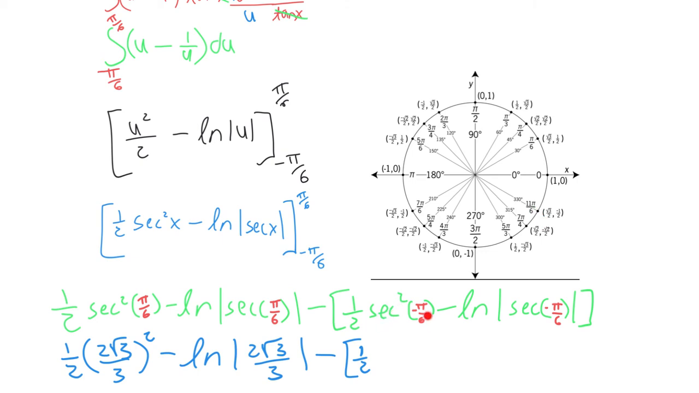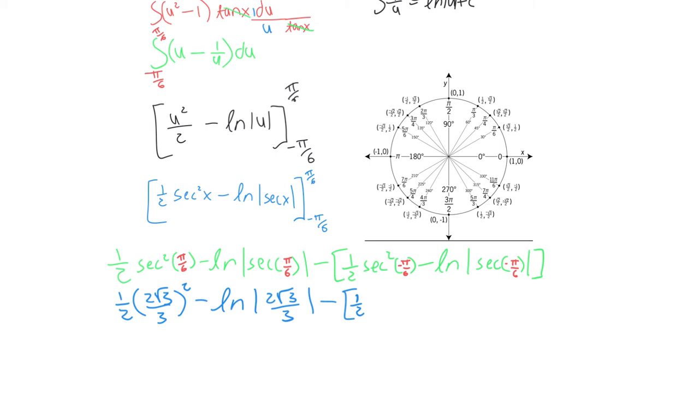Secant squared of negative pi over 6, well, that's going to be 2 radical 3 over 3 again, because the cosine of pi over 6 is equal to the cosine of 11 pi over 6, so therefore the secant of pi over 6 is equal to the secant of 11 pi over 6. So what I'm seeing here is we're going to be subtracting the exact same thing. So the whole thing equals 0.